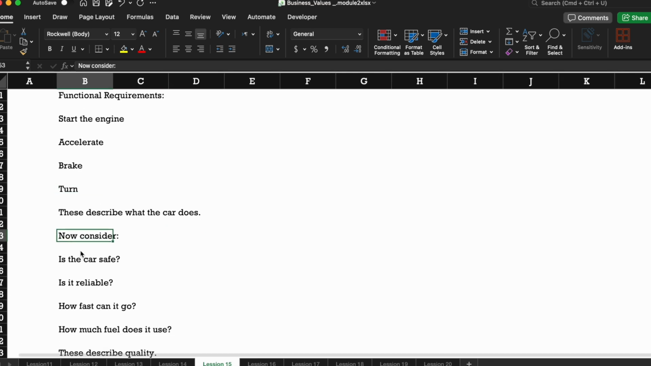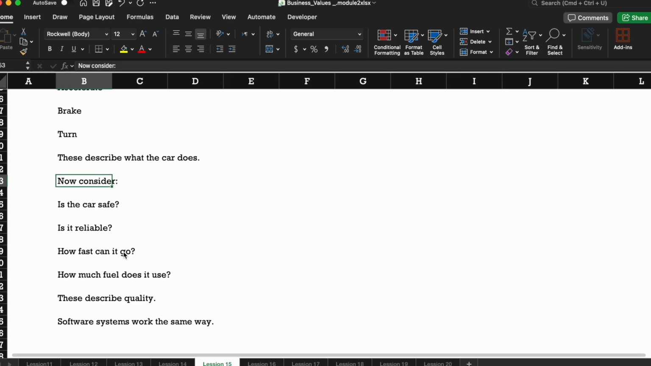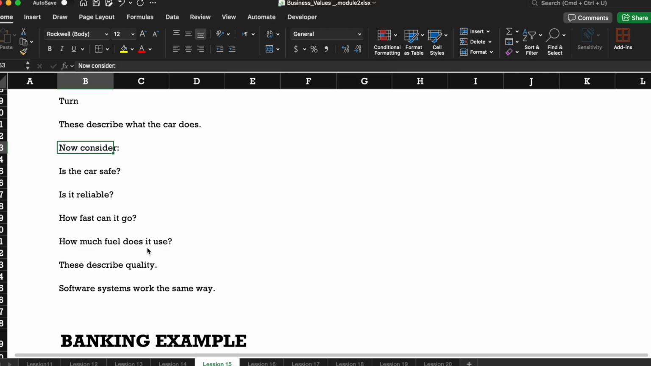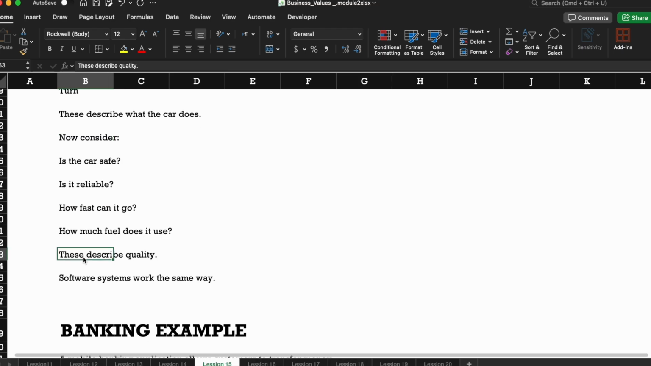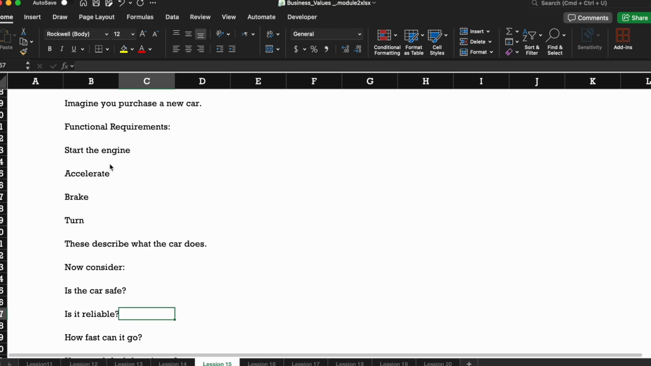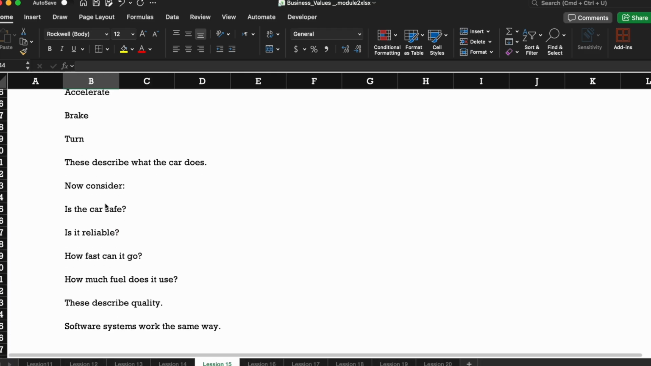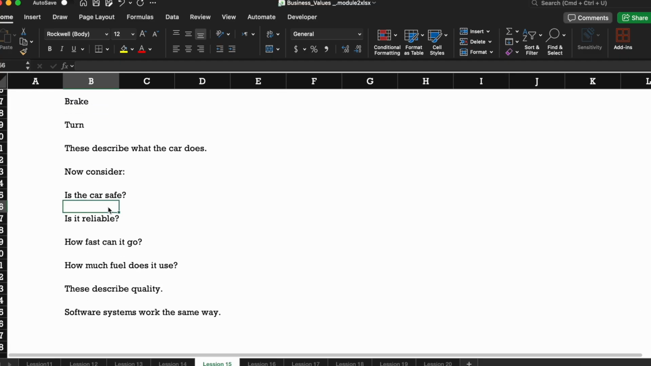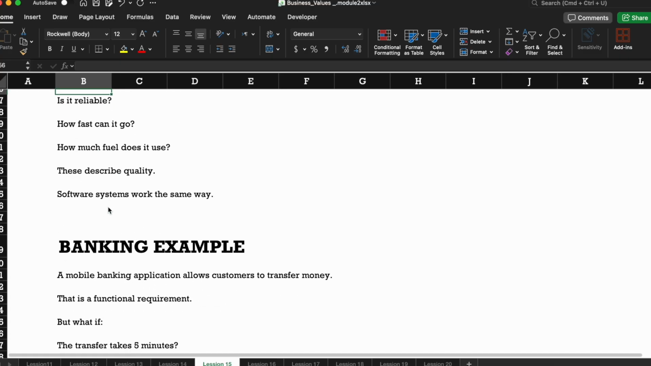Now consider the car itself. Is it reliable? How fast can it go? How much fuel does it use? These describe the quality. Software systems work the same way. You have the functionality and you have the quality. Functionality is the functional requirement; quality is your non-functional requirement. That's the way you can easily remember.